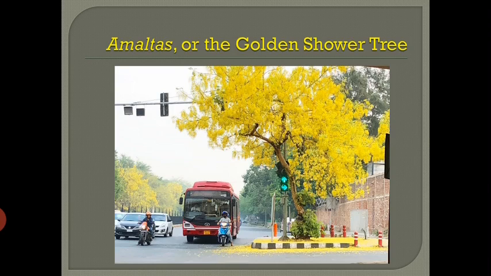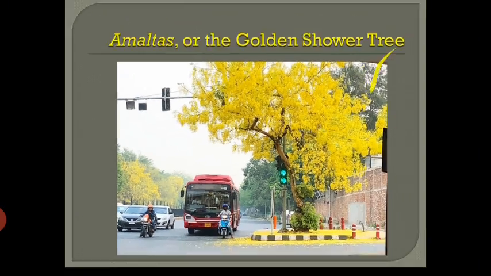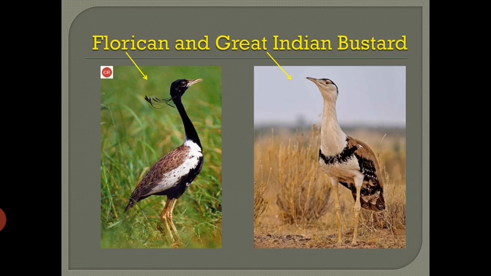Next, look at this, amaltas. Amaltas is the golden shower tree. So beautiful, really. Next, look at this. This is the Florican. This is the Florican and Great Indian Bustard.